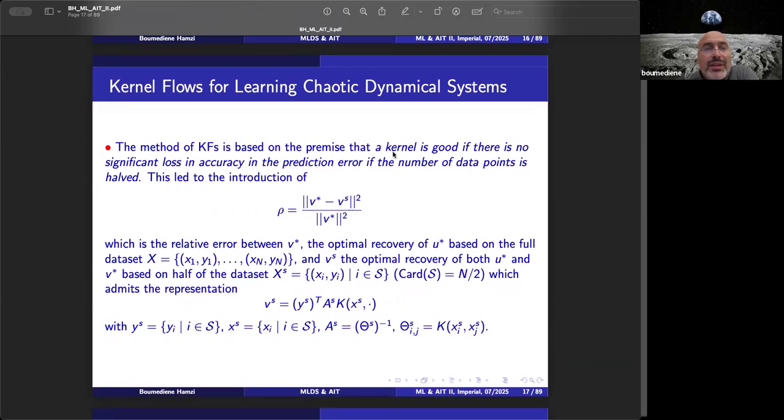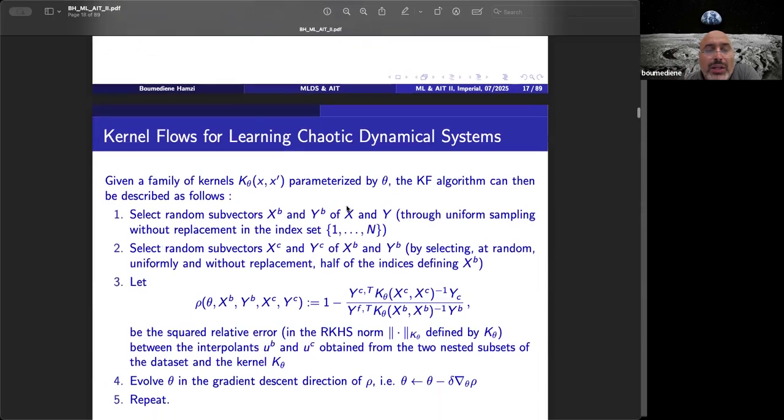In a way, we can view this as the link with Kolmogorov complexity, because we already see a compression problem here: we are saying that a kernel is good if there is no significant loss if we reduce the number of data points. If we compress the number of data points that we are using, we are not losing much accuracy. This leads to the introduction of this relative error, where we have the interpolant with capital N points, v star, versus capital N over 2 points. In a way, this is a measure of compression.